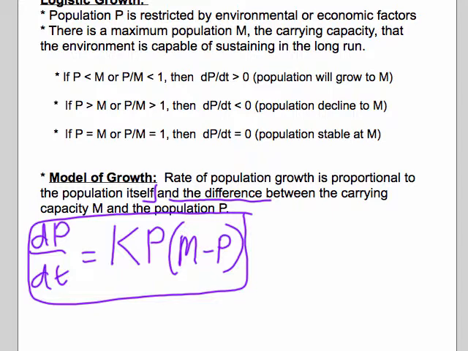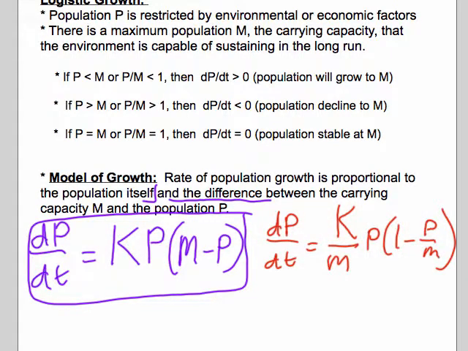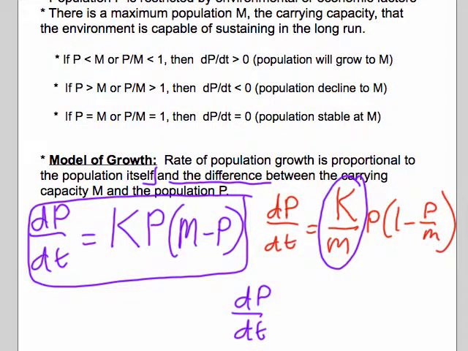I'm going to do a couple things here. I'm going to factor out an M out of this bracket, and I'm going to make my model now look like so. And then I'm going to assign capital K over M to be a different constant, little k.